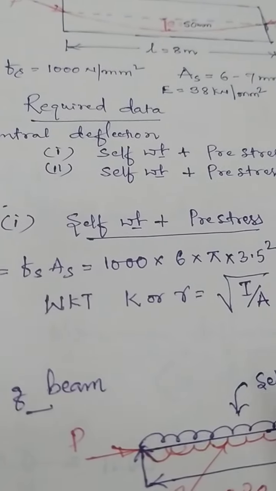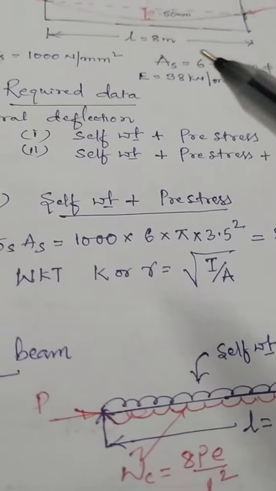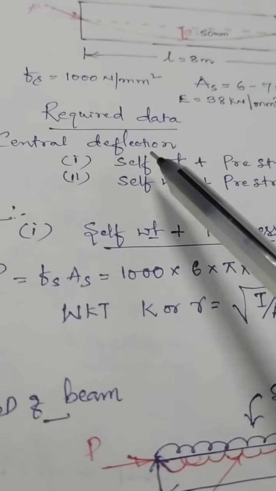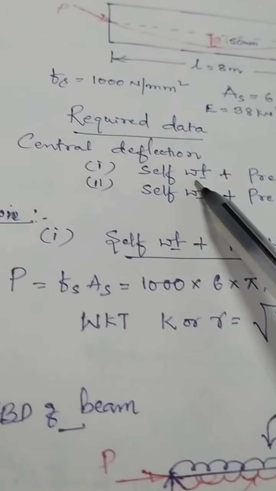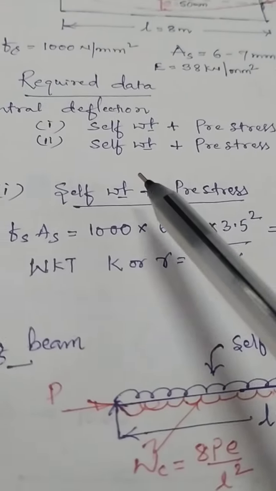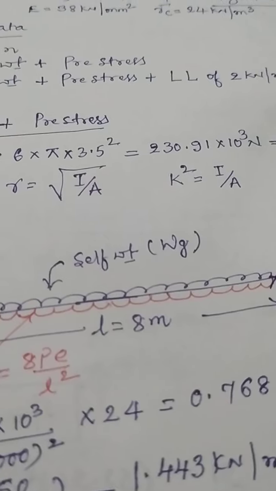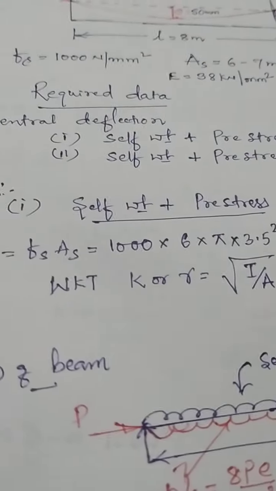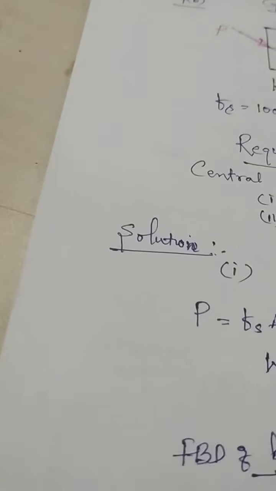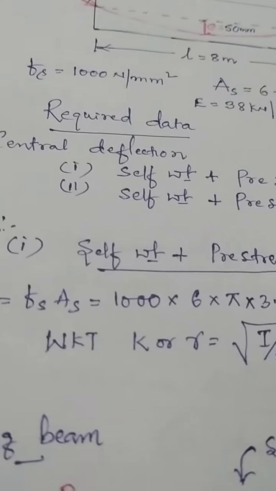Here the required data is the central deflection due to self-weight and pre-stress, and due to self-weight, pre-stress and live load of 2 kilonewton per meter. Then come to the first case, self-weight plus pre-stress.